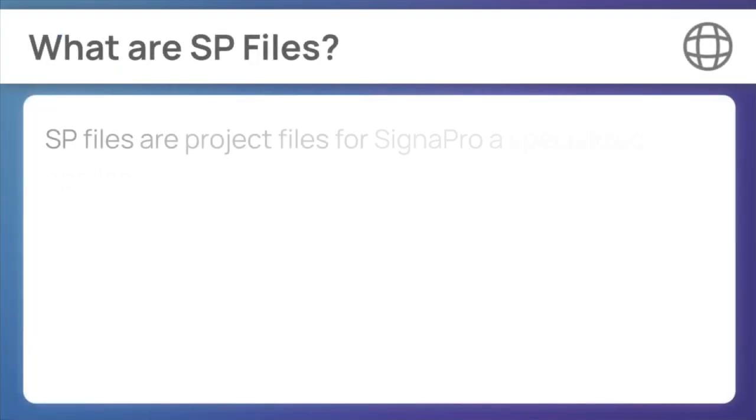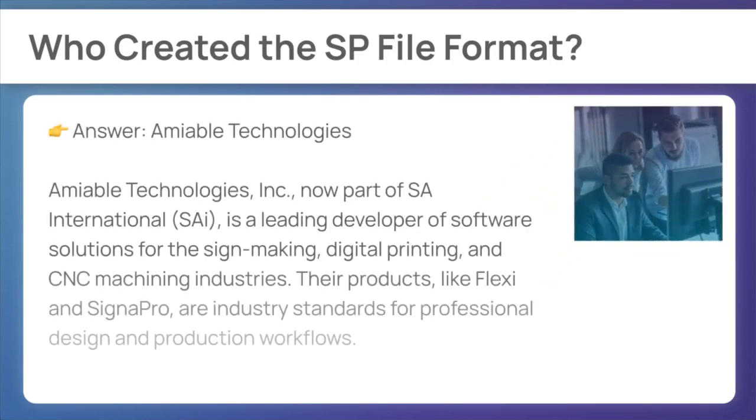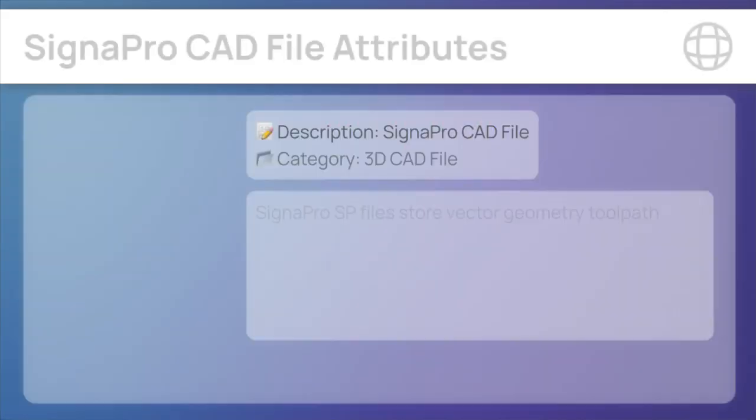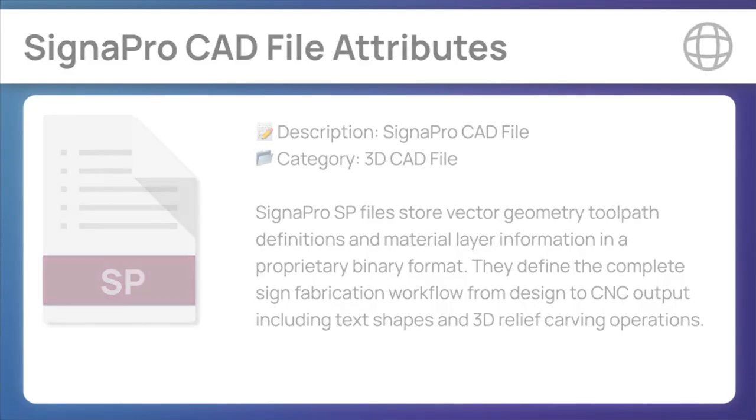SP files are project files for SignaPro, a specialized CAD application used in the sign manufacturing industry. They contain vector design data, routing paths, material specifications, and machine parameters for producing dimensional signs using CNC routing equipment. SignaPro SP files store vector geometry, toolpath definitions, and material layer information in a proprietary binary format. They define the complete sign fabrication workflow from design to CNC output, including text shapes and 3D relief carving operations.